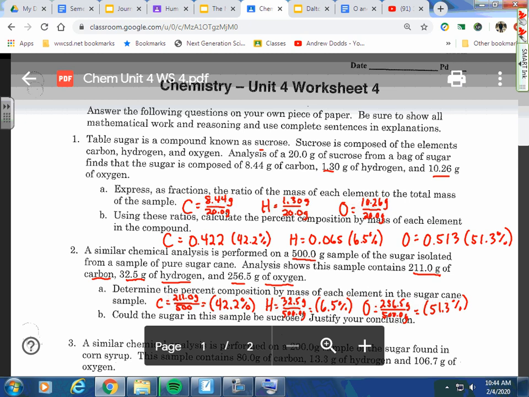All right, so the percentages are the same. I would say it's sucrose. Sucrose is supposed to be 42.2% carbon. This sample is. Sucrose is supposed to be 6.5% hydrogen. So is this sample. Sucrose is supposed to be 51.3% oxygen. So is this. All the percentages are the same. I'd say yes, it's sucrose. Everybody good with that? Can I erase that?